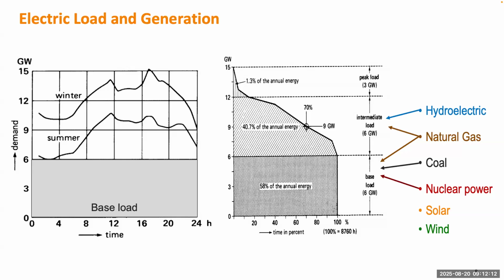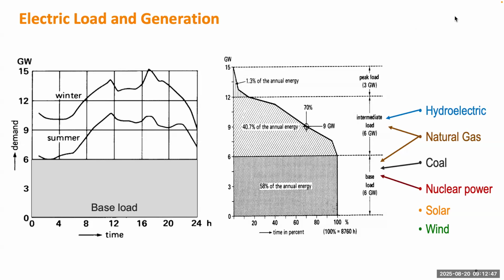Okay. So when we come to the load that is not always running, there will be an intermediate load. The probability of such a load will not be very low, but it never reaches 100%. So for example, at 9 gigawatt load, the chance will be 70%. To power that type of load, you need a generator which can easily turn on and off. So you can use natural gas power plant generators and hydroelectric power plant generators.